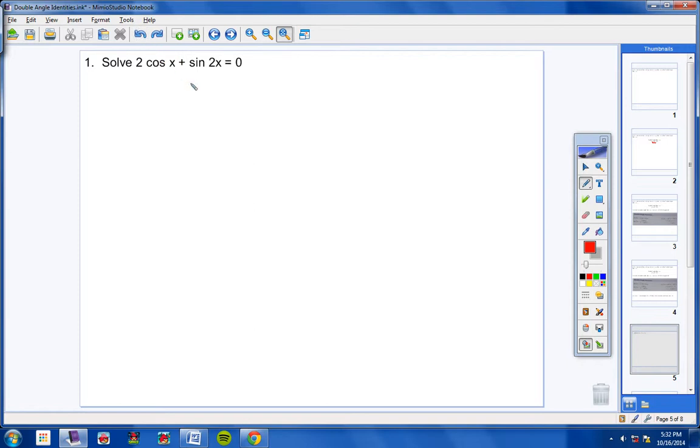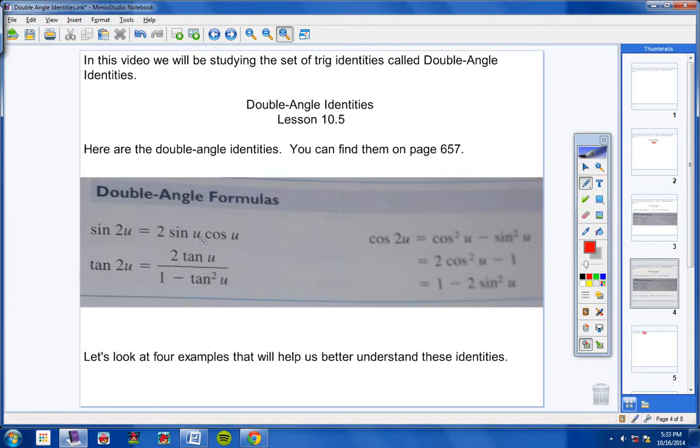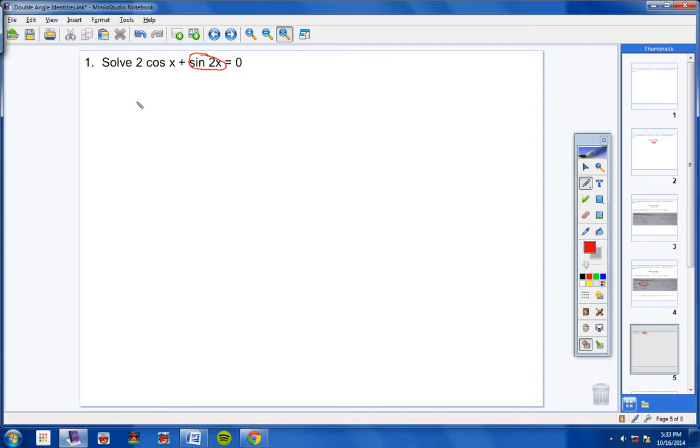So here's what we're going to do. We're going to take sine of 2x, and if you'll look at your chart here, we can make the substitution right here for sine of 2x. Okay, so let's go ahead and do that. I'm going to go ahead and write 2 cosine x plus, and then for sine of 2x, I'm going to go ahead and write 2 sine x cosine x.